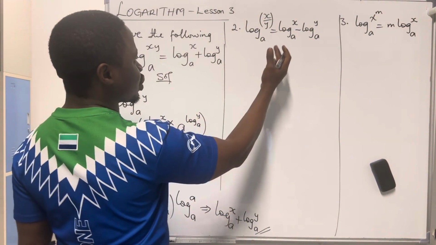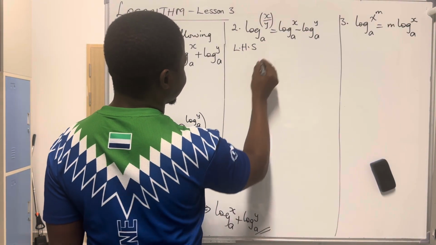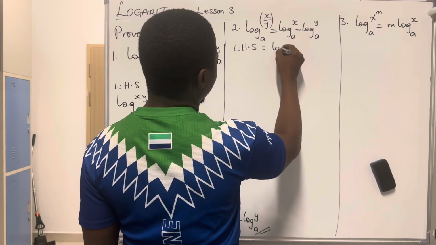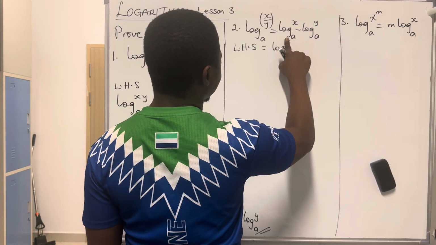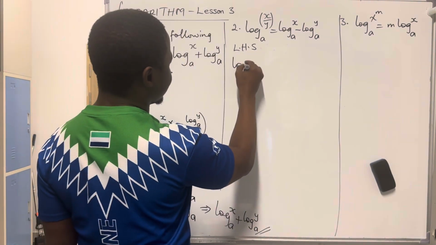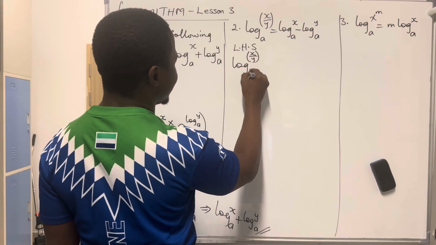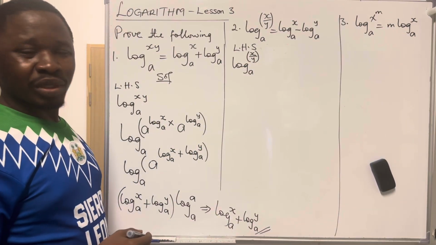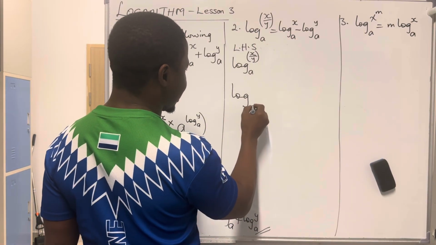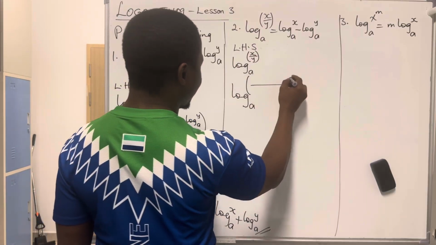The second one again, let us consider the left hand side. What is the left hand side? It is log x over y base a. So what is next here? We maintain the same a. The number is what? A fraction.